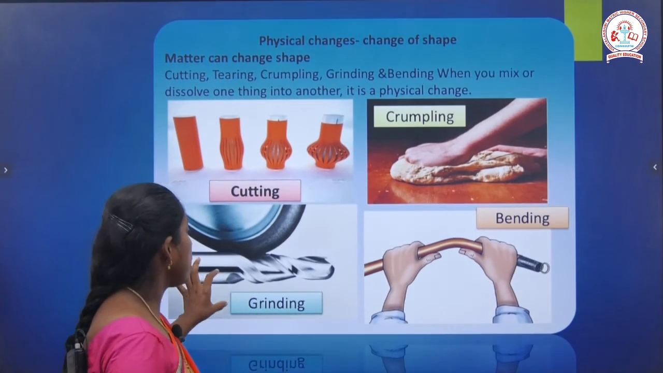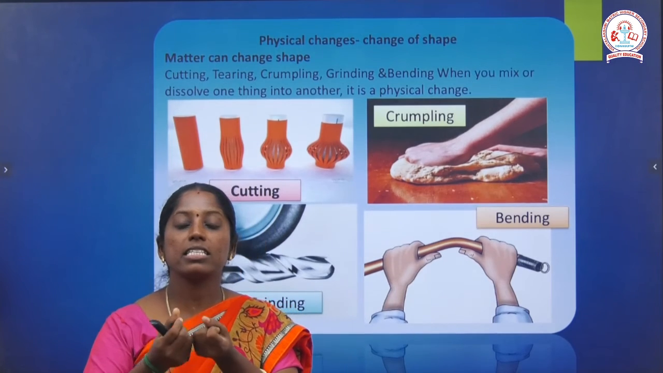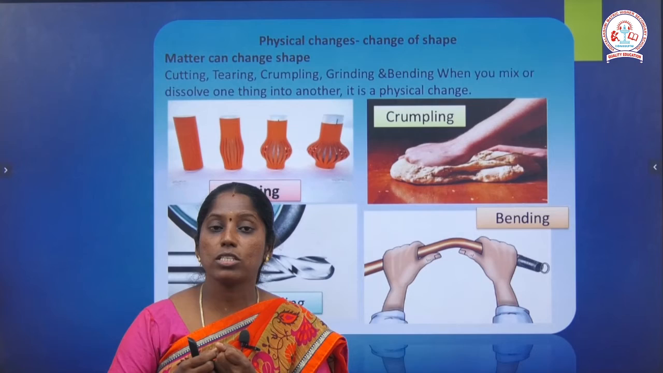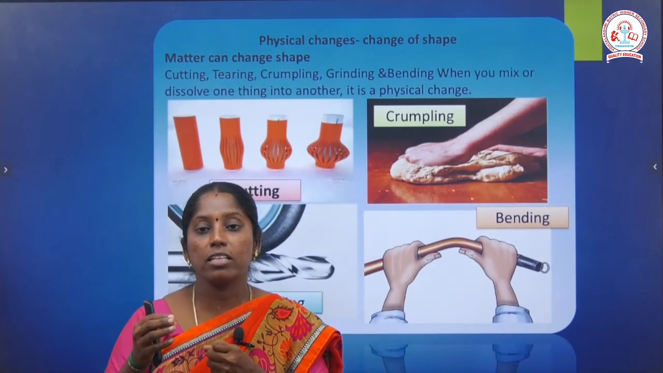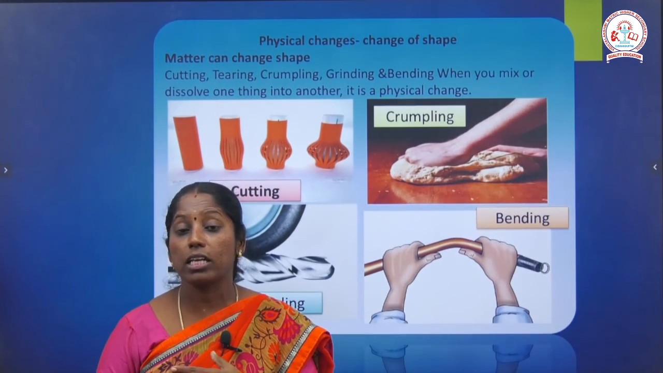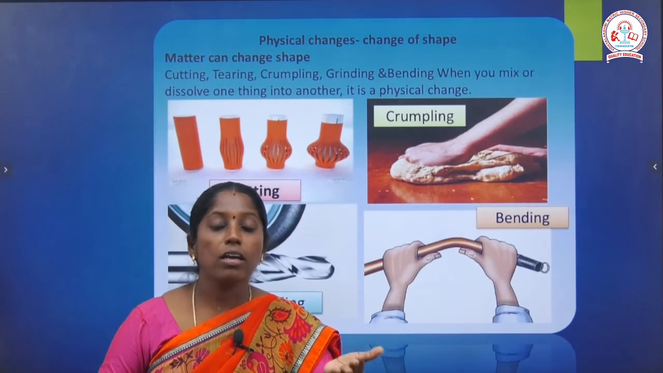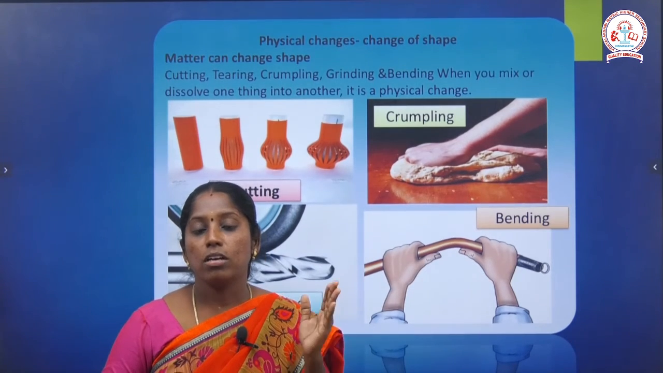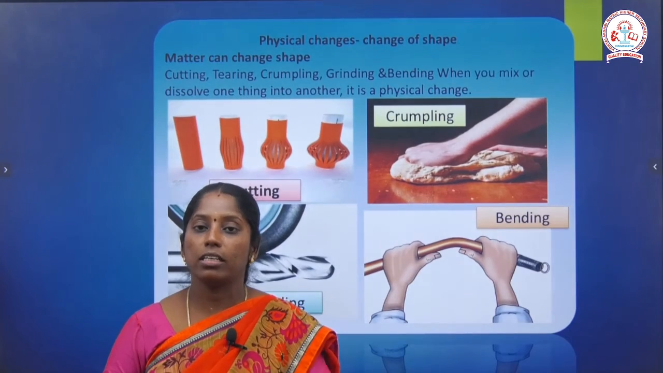Here they are grinding iron. Then bending, when we bend an iron pipe, only the shape changes. So what kind of changes are these? Physical changes. A substance that changes only in shape, size or color. Even state changes, water changing into water vapor and back into water, ice into water, then water into ice, are all called physical changes.